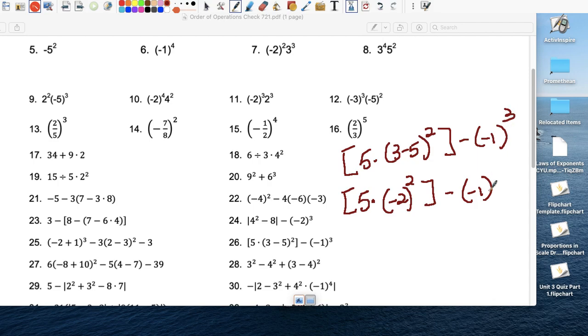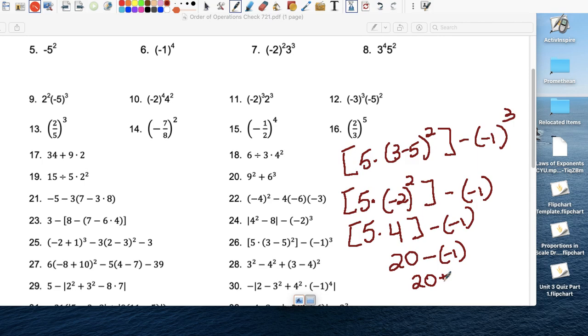Negative 1 to the third power is just negative 1. And now, those of you who wanted to write here, 3 minus 5 is negative 2, and negative 2 to the second power is 4. So you could have automatically written 4 here. I just didn't. I'll write it now. 5 times negative 2 to the second power is 4, minus negative 1. And again, you could have written 20, so 5 times 4 is 20. And 20 minus negative 1, if you change this to addition, is the same thing as 20 plus 1, which equals 21. So choice, right? I'm just doing steps.